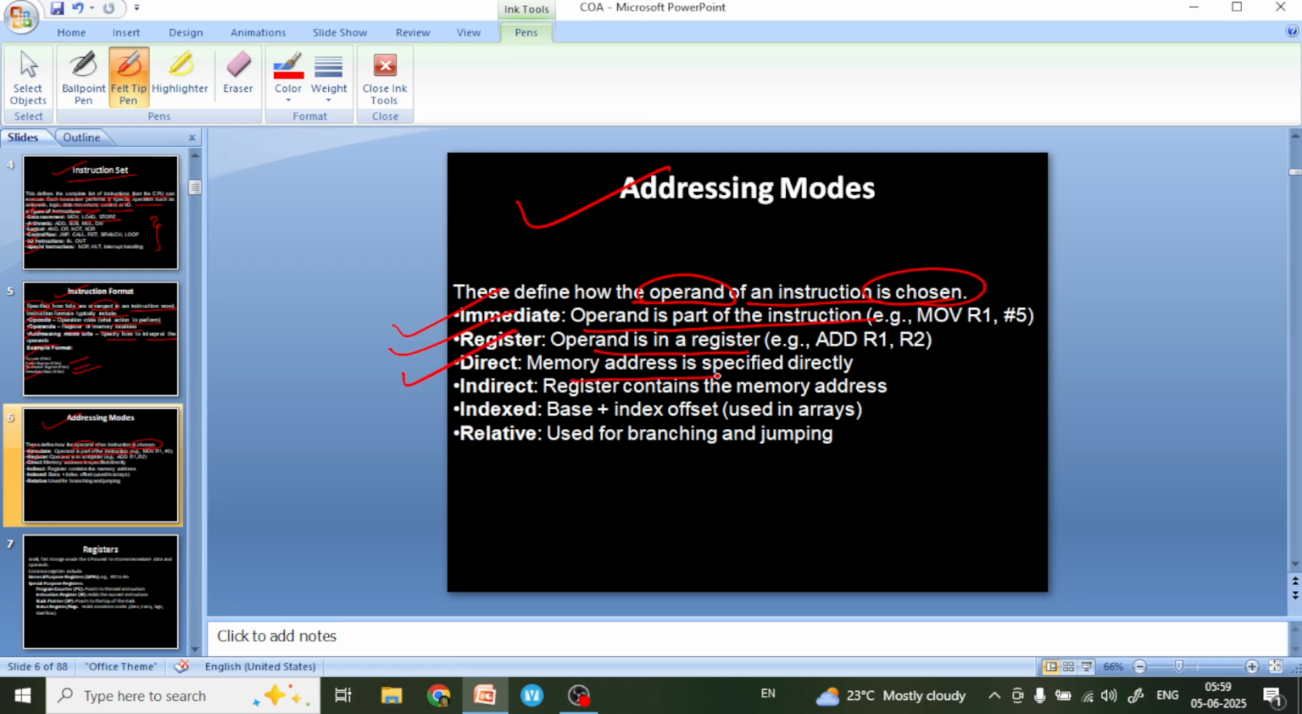Direct means the memory address is specified directly. Indirect means a register contains the memory address of some other location. Indexed means base plus index offset, which is used in arrays. And relative is used for branching and jumping purposes. These are the addressing modes which are used in computer organization and architecture.